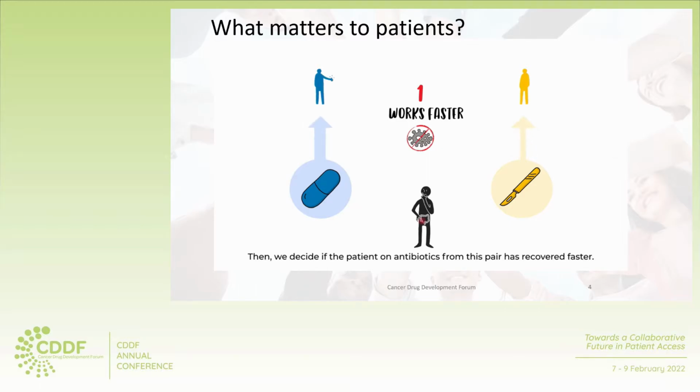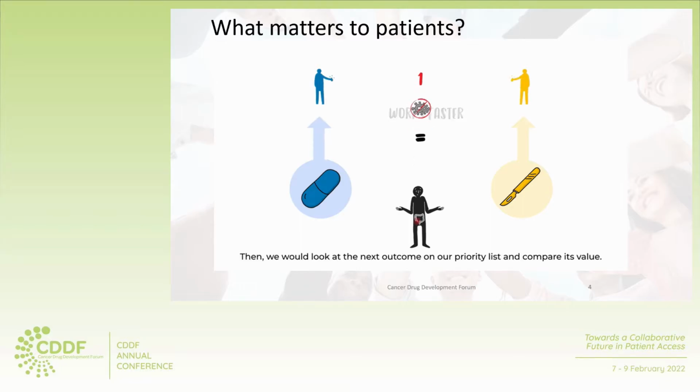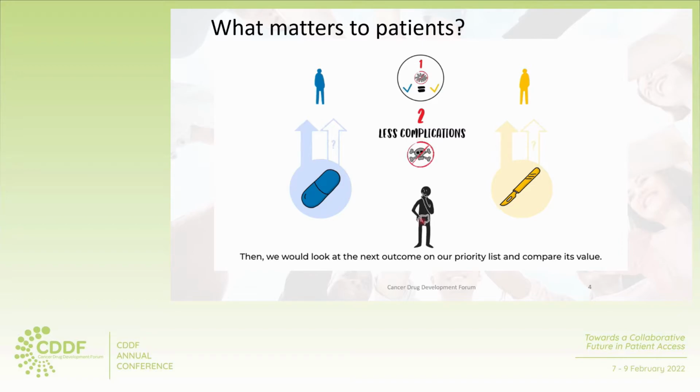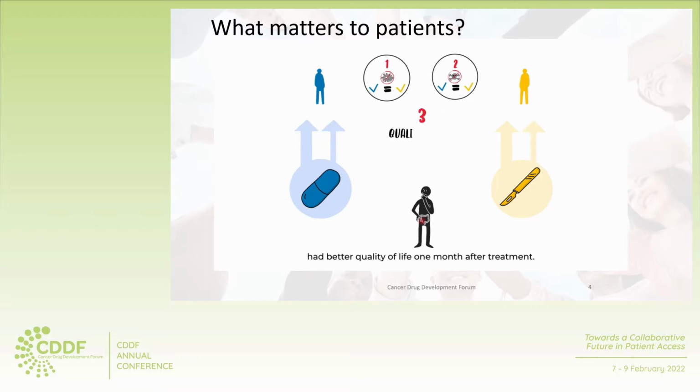Then we decide if the patient on antibiotics from this pair has recovered faster, or maybe the patient after surgery had faster recovery. Sometimes the decision is not easy to make. Maybe both treatments have taken similar time to work. Then we would look at the next outcome on our priority list and compare its value. Can we decide if antibiotics were doing better or worse than the surgery here? If we can, we leave it at that. If not, we would go and look at which of the two patients had better quality of life 1 month after treatment.